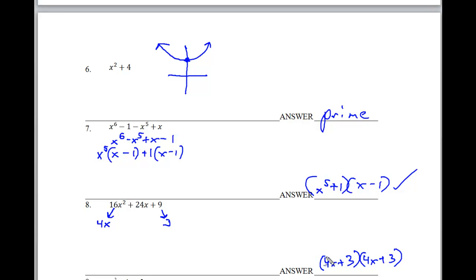So if I do FOIL, I'm not going to really care about the first or last term because I think 4 times 4 is 16 and 3 times 3 is 9. But we got to be careful that we make the 24 in the middle. So 4 times 3 is 12, 4 times 3 is 12, so we do make our 24 because we have our 4 times 3 plus 4 times 3. So this does work.